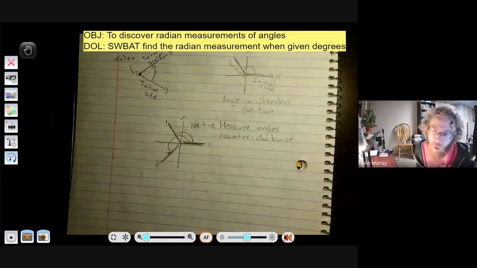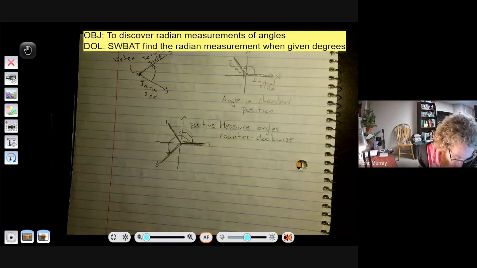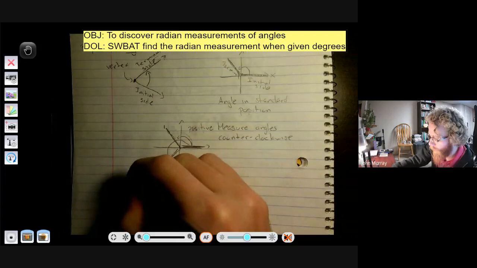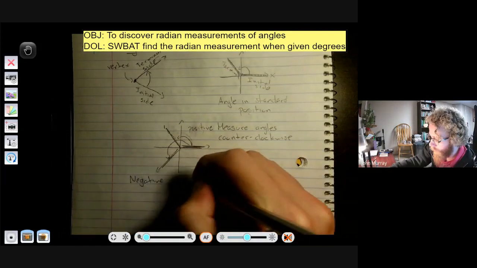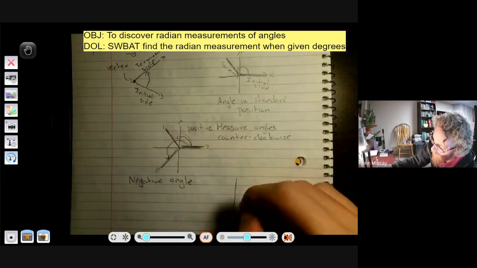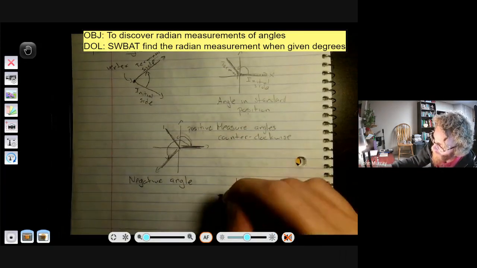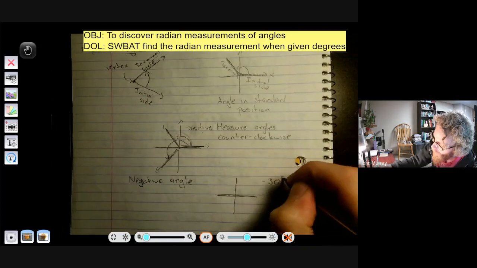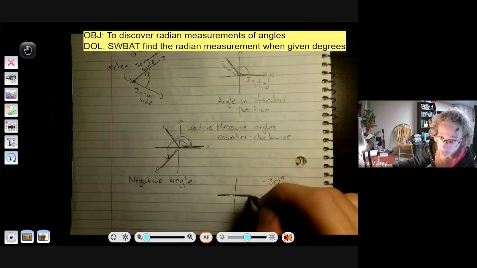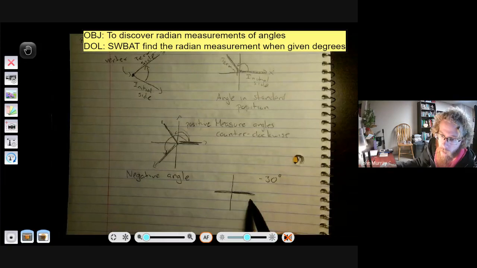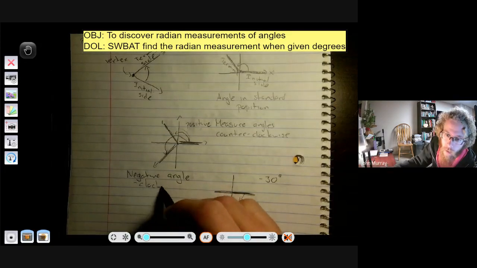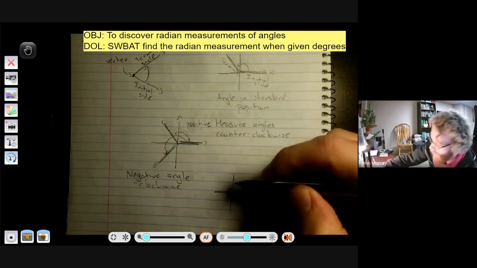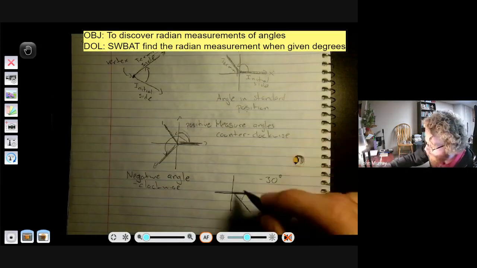Okay. When we have positive measured angles. If we have a negative angle, okay, that just tells us that we go in the opposite direction, right? So if I said negative 30 degrees, I would start here on this line, right? And then I would go clockwise 30 degrees, and there would be my terminal side.